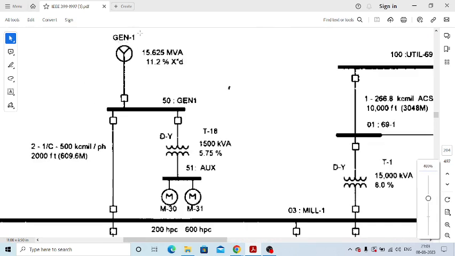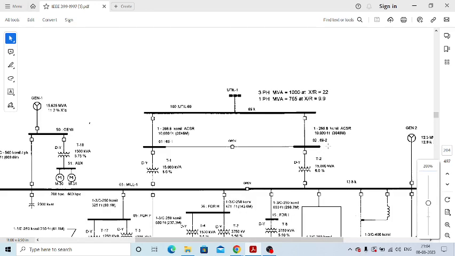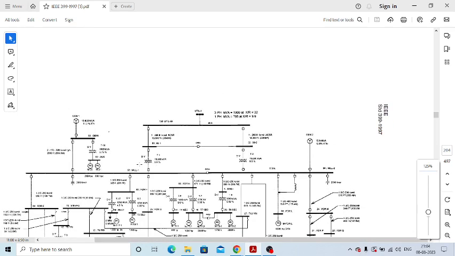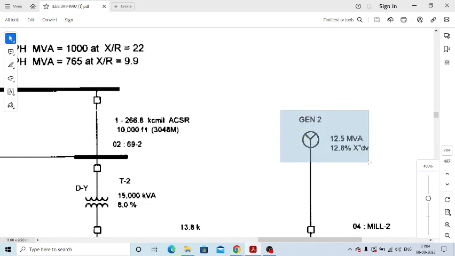See here, we have one generator. It is 15.625 MVA and its subtransient reactance Xd double dash is 11.2 percent, and it also has two auxiliary motors, and it is connected to this bus through the distribution or step down transformer. Okay, and we also have one more transformer, this is 12.5 MVA, 12.8 percent Xd double dash.